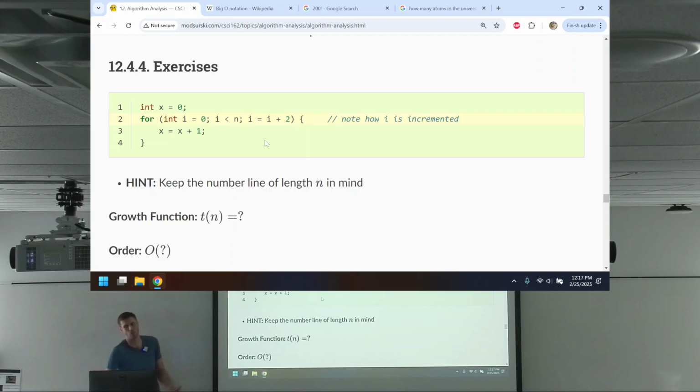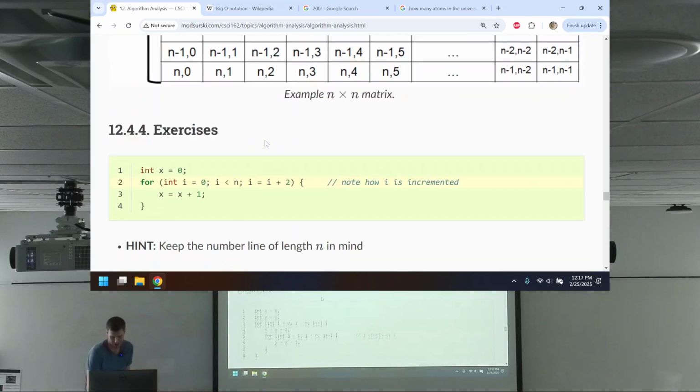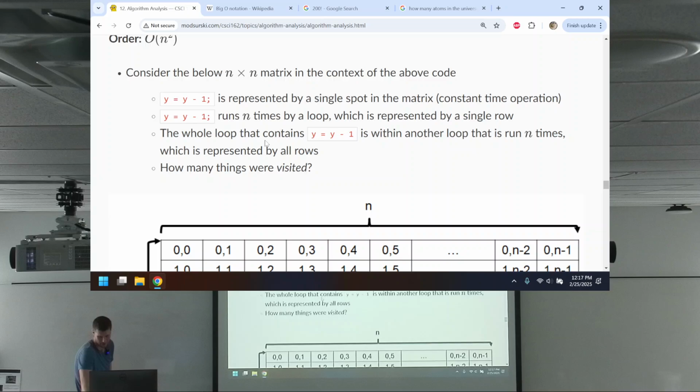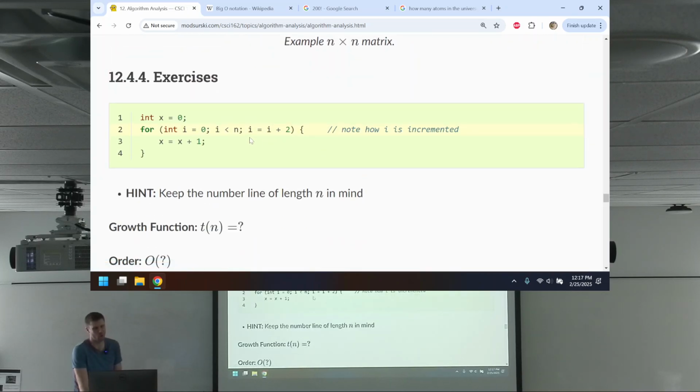So how many times is this running? The trick of this is, it's not i plus plus, it's i equals i plus 2. So if you go back to the number line, it would go 0, 2, 4, and so on, right? Are you sure? What's 0 plus 2? 2. What's 2 plus 2? 4. What's 4 plus 2? Okay, so you do know.